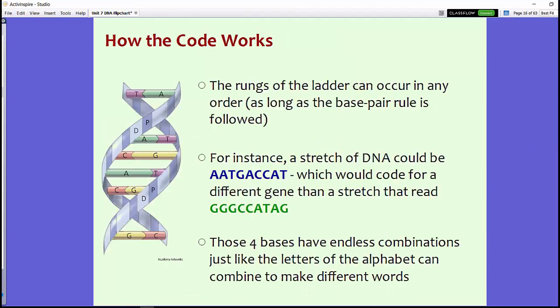So how the code works. The rungs of the ladder can occur in any order, as long as that base pair rule is followed. So as long as A and T and C and G go together, it's all good. It can occur in any order, and this is based upon the type of organism it happens to be, and what that DNA is trying to read out or code for. So there's really no specific sequence.